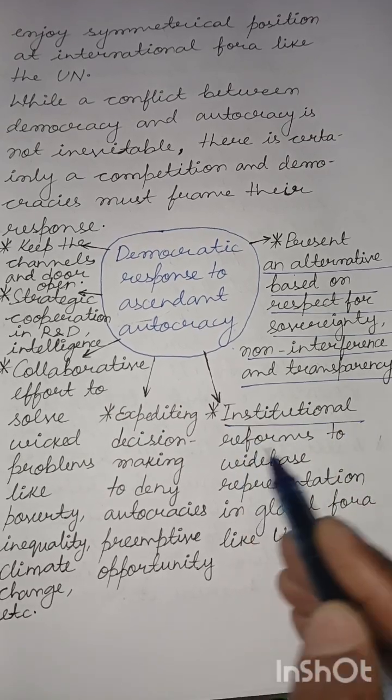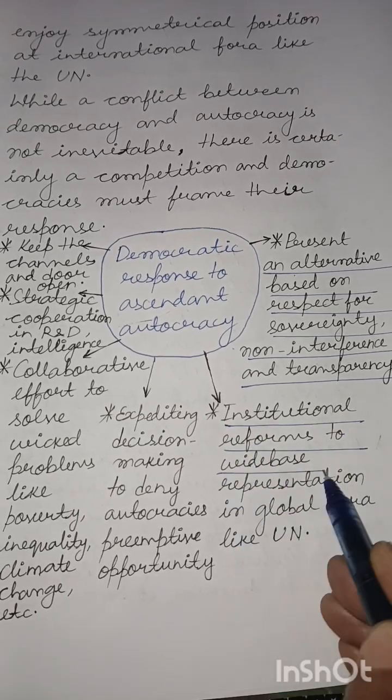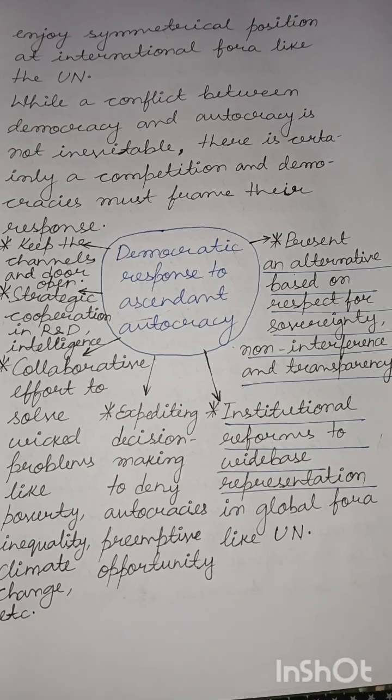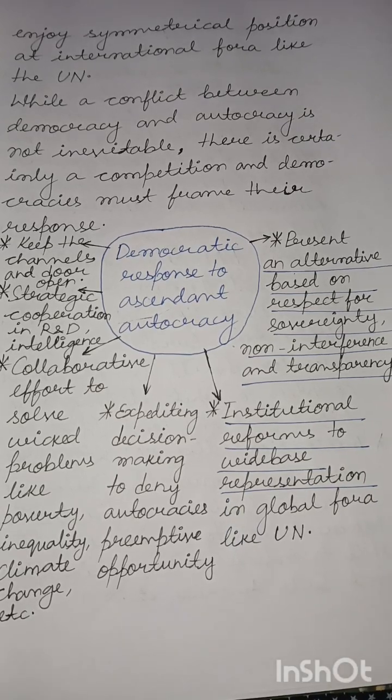Institutional reforms to widen representation in global fora like the United Nations. You can understand how ironic it is that the world's most populous democracy, India, is not represented in the United Nations Security Council, or for that matter, an entire continent like Africa or even South America are not represented on the UNSC.